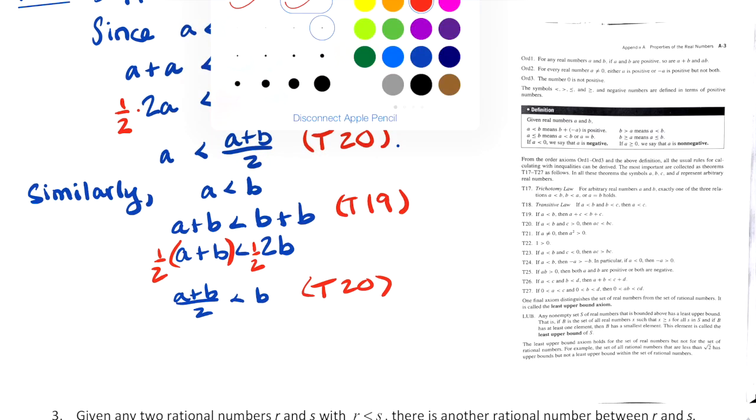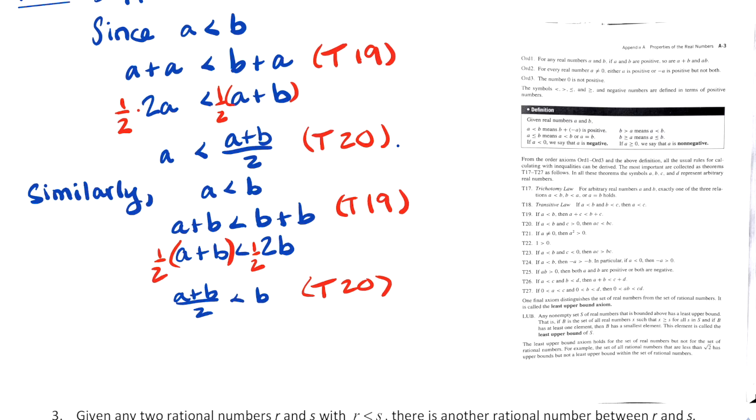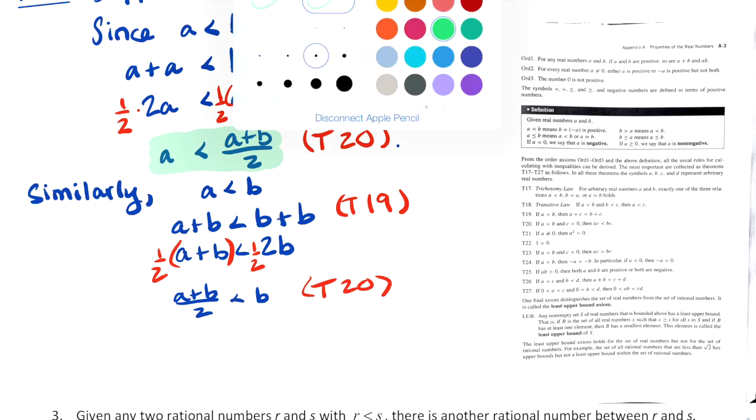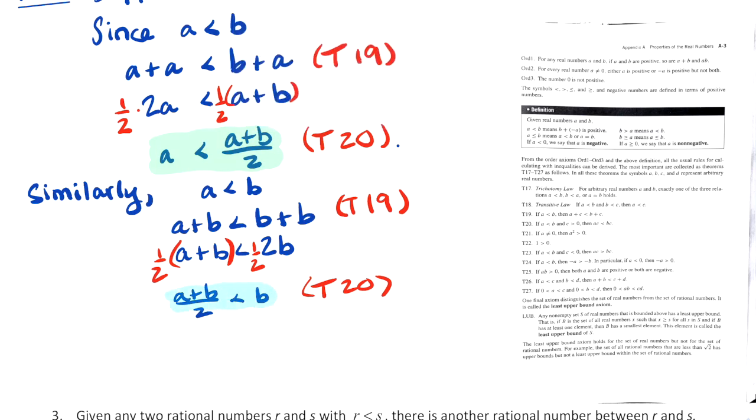So for our conclusion, all we do then is we put those two inequalities together. We had up here that A was less than A plus B over 2. And then over here we have that B is greater than A plus B over 2. And so therefore, A must be less than A plus B over 2, which in turn is less than B. And we're done. That's what we needed to show.